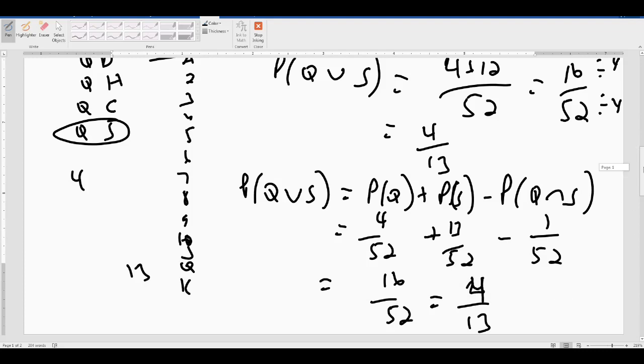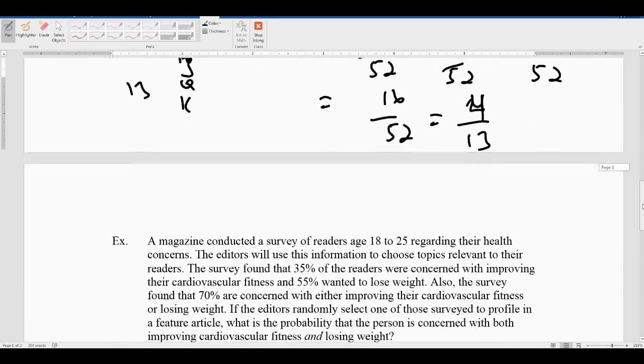So the formula may be easier. I don't know. It's just your choice. Sometimes it is, sometimes it isn't.